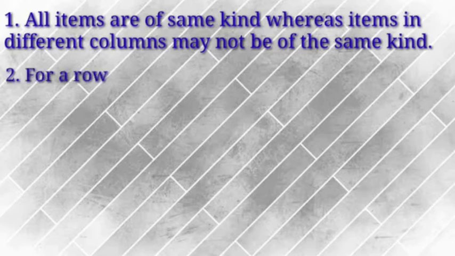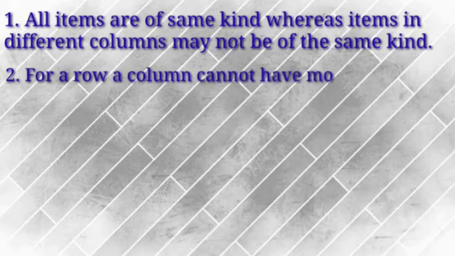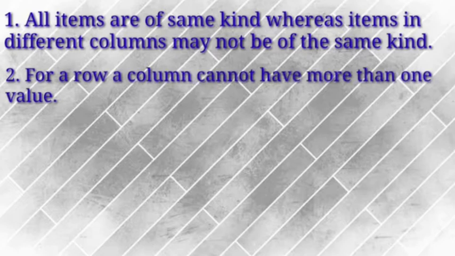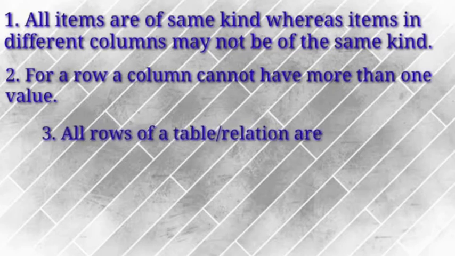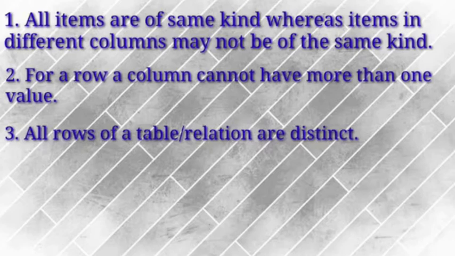The second property is that for a row, a column cannot have more than one value, which means that for a particular row, a particular column cannot have more than one value. The third property is that all rows of a relation are distinct, which means that all the rows of a table should be distinct, where each row of the table should be uniquely identified by its content. For example, if you are storing different fields, name, class, roll number, section, each detail mentioned in the particular row should be unique.